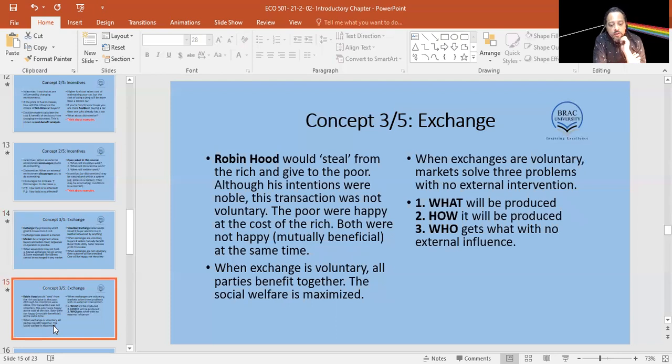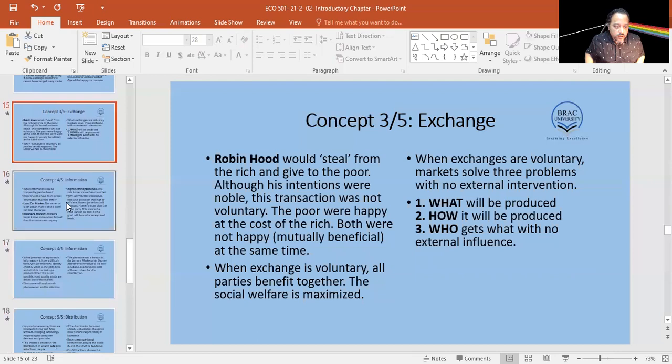When exchange is voluntary, all parties benefit together. The social welfare is maximized. The sellers maximize their profit, buyers maximize their utility. When exchanges are voluntary, markets also solve three basic problems. What will be produced? What good will be produced? That depends on supply and demand, the available technology, and the preference of the consumers. How will it be produced? This is a technical issue, and it's related to the firms. The firms will definitely opt for the most efficient technology available. Who gets what? That depends on who can buy the good. This is the distribution.